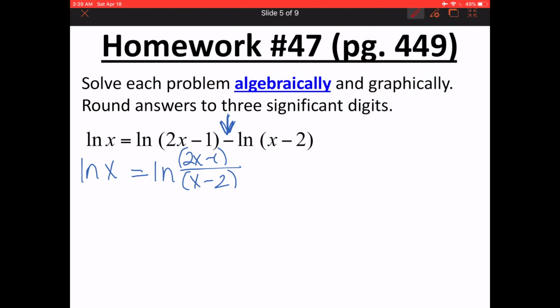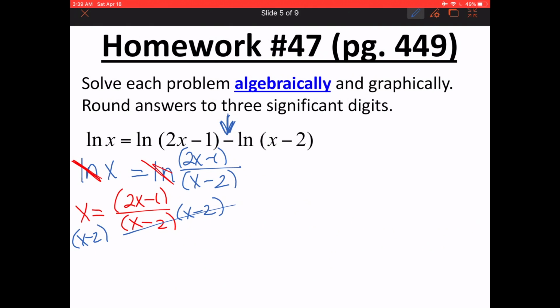Now, since I have natural log on both sides, they can just cross out. So now I have x equals (2x minus 1) over (x minus 2). In order to get rid of any fraction, we just multiply by the denominator. So on the right, they cross out. Make sure we do it to the other side.